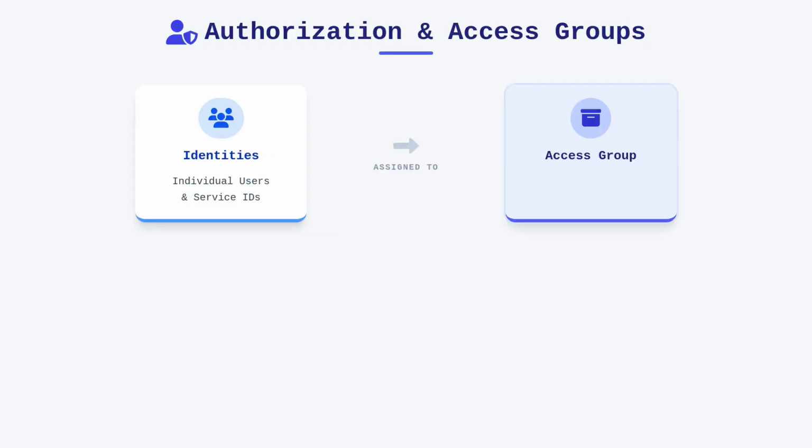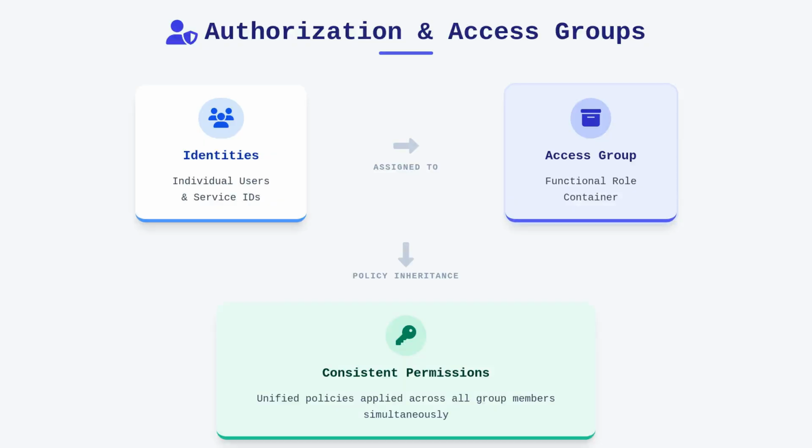Once an identity is authenticated, the next concern is authorization, which governs what that individual or service is allowed to do. Instead of assigning permissions to every individual user, which would quickly become an administrative nightmare, we use access groups. You can think of an access group as a container for users and service IDs that share the same functional role within your organization.